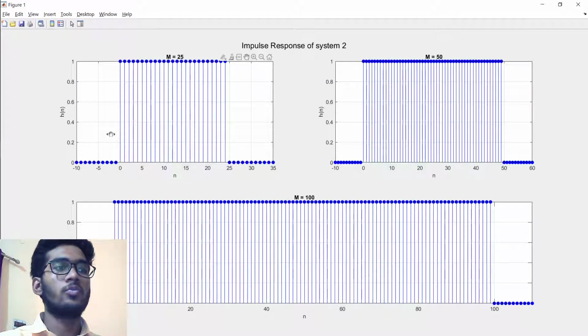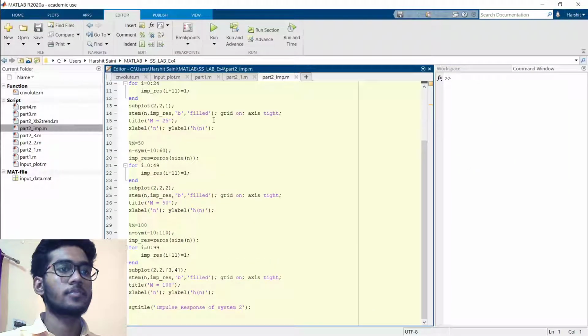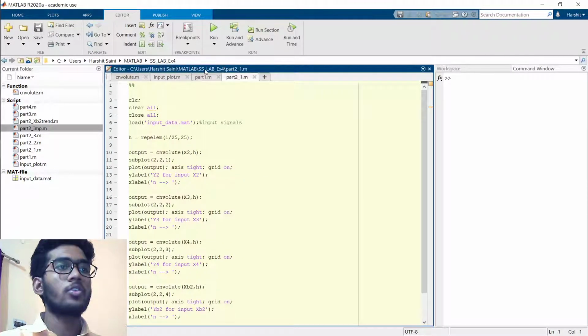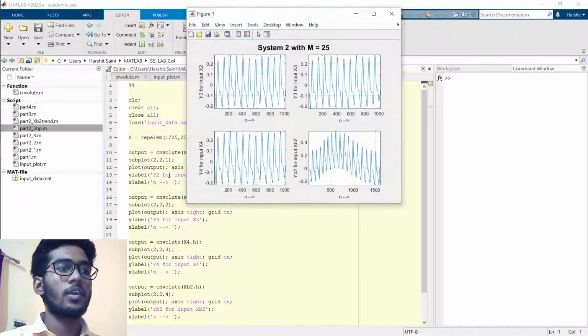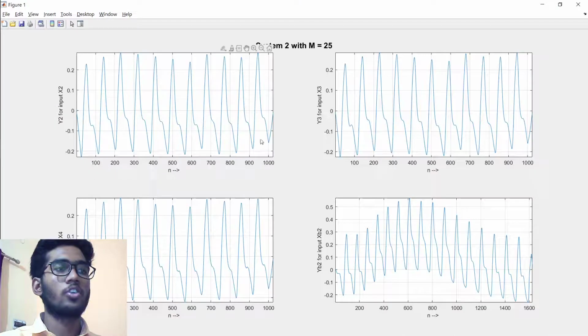It is non-zero for some values depending on the value of m, and 0 otherwise. Coming to our code for that, we just create our impulse response using the repeat element command, of size 25, and convolve with the help of our convolve function for different inputs x2, x3, x4, xb2, and plot them. This is our output convolved signals. This is for m equals 25.